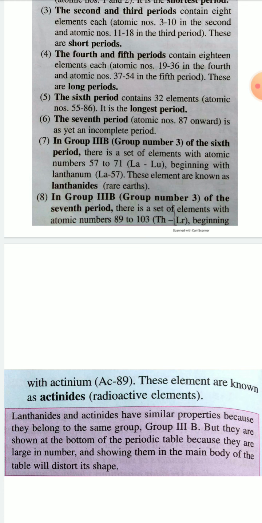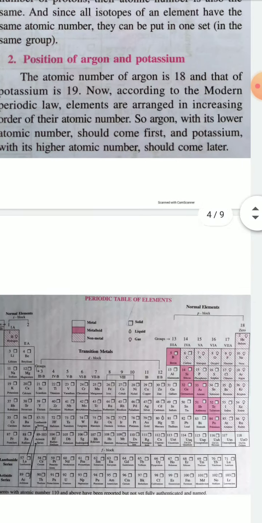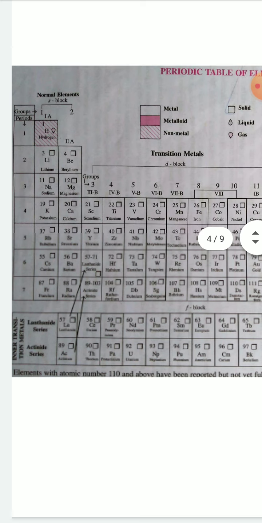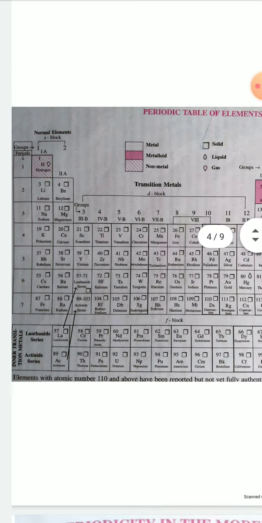Lanthanide and actinide elements have similar properties because they belong to the same group, group 3B. But they are shown at the bottom of the periodic table because they are large in number, and showing them in the main body of the periodic table would distort its shape. You can see here the lanthanide and actinide elements at the bottom. Okay, thank you.